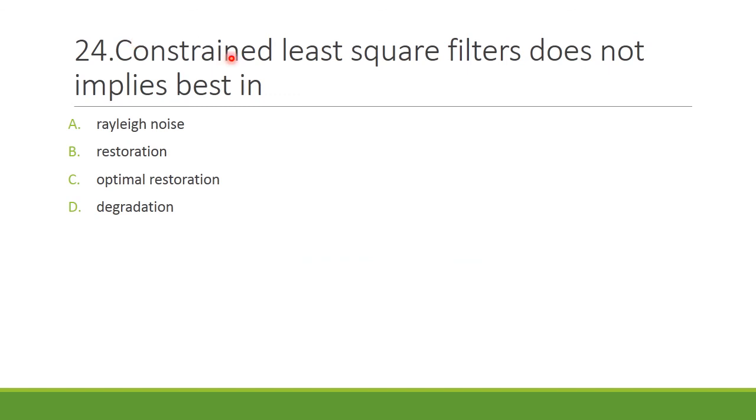Next question. Constrained least square filters does not imply best in option A Rayleigh noise, option B restoration, option C optimal restoration, option D degradation. The correct answer is optimal restoration. So option C is the right answer.